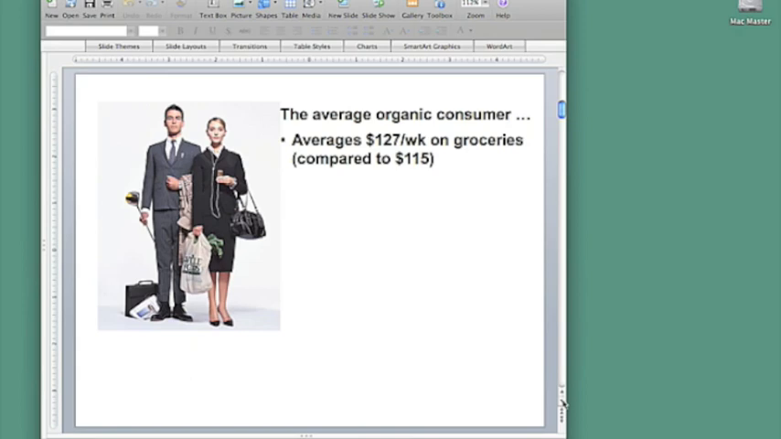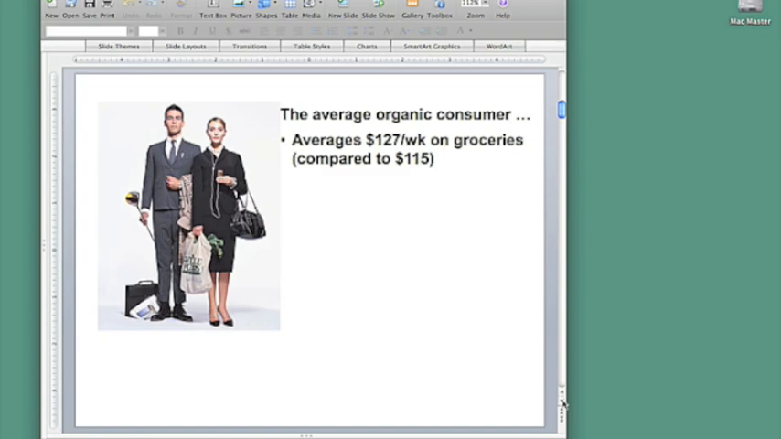So, for example, if you had a grocery store, you might have known, as you may remember from our discussion in class about customers, that the average organic consumer spends $127 a week on groceries. And you could take that $127 figure times 52 weeks, times the number of people that you thought would be in your target market, and you'd have an estimate of sales for the year.